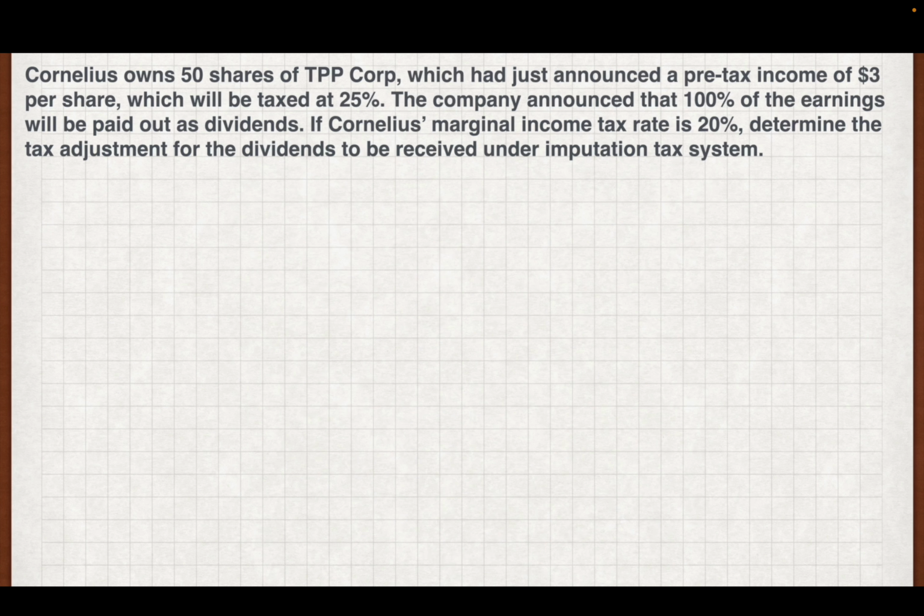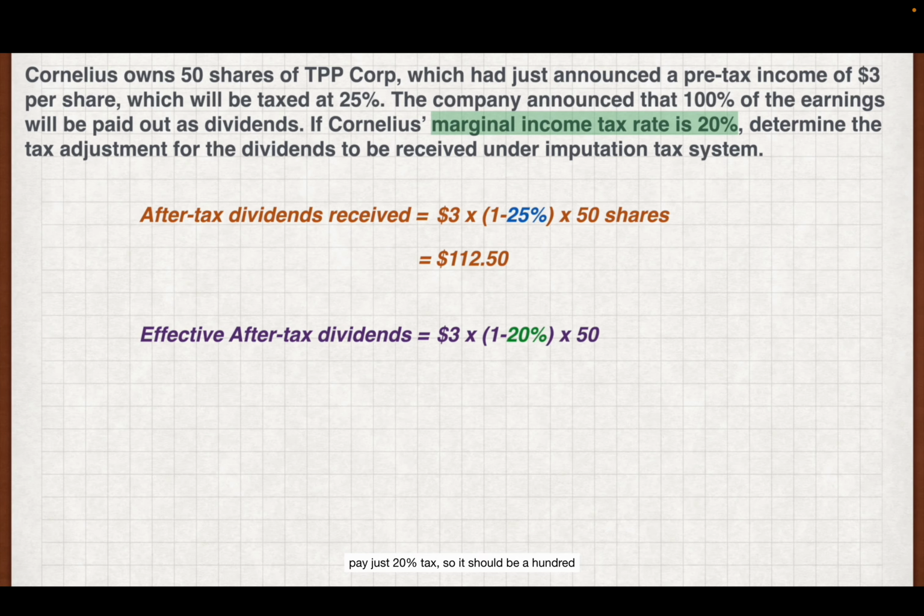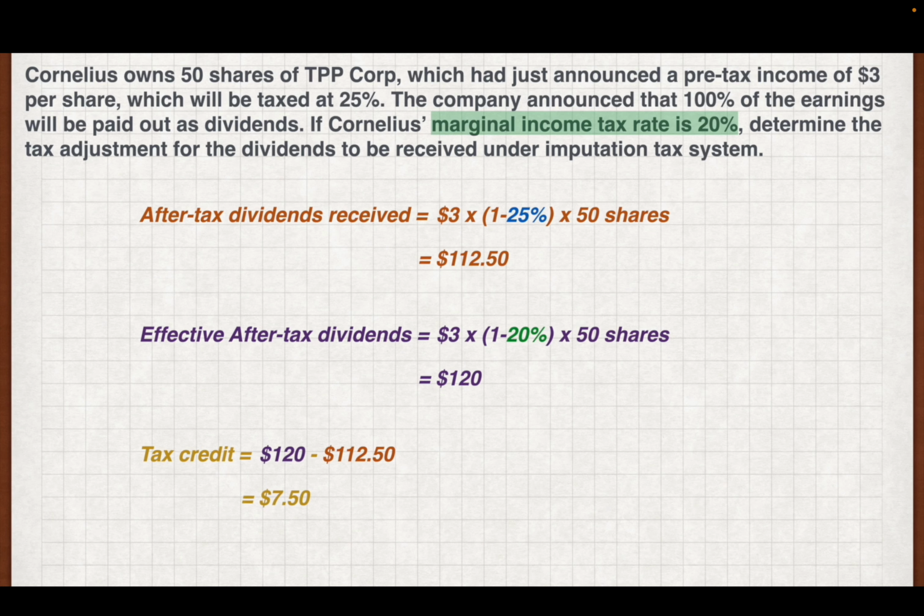And we're back. Let's first determine the after-tax dividends Cornelius should receive. After 25% tax, he should receive $112.50. Under imputation tax system, he should actually pay just 20% tax, so it should be $120. As such, he should receive $7.50 in tax credit.